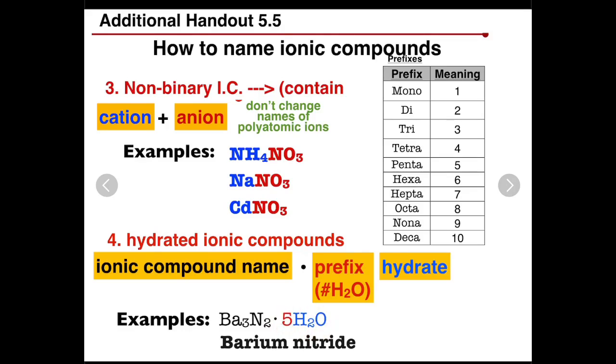And to specify the number of water molecules, you are going to look at how many water molecules are in this compound. There are 5 of them. So what is the prefix for 5? The prefix for 5 is penta. So in this case, it's going to be penta.